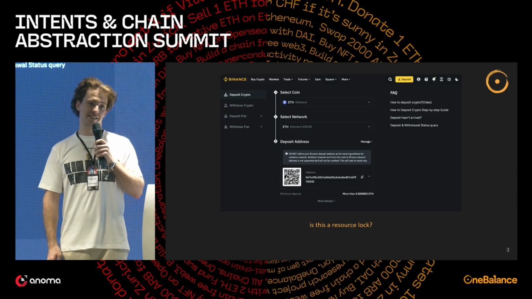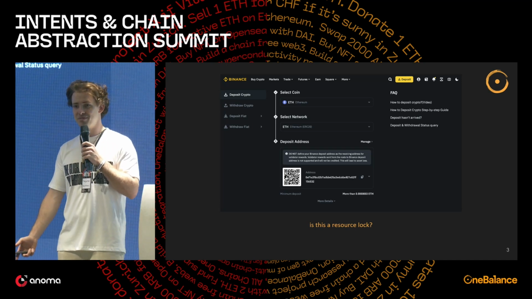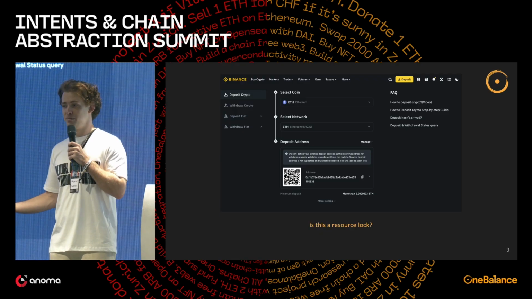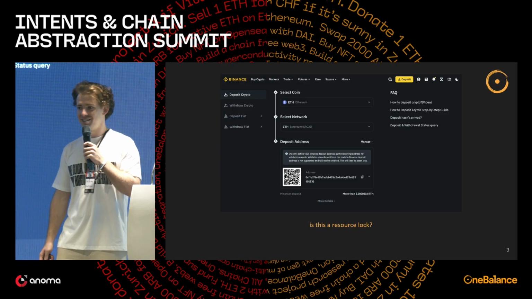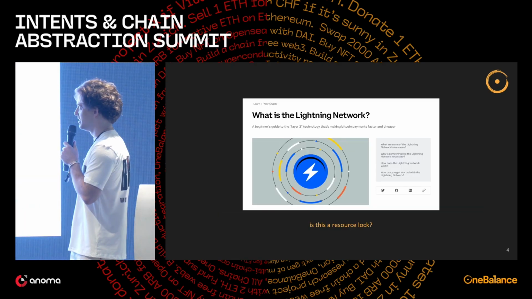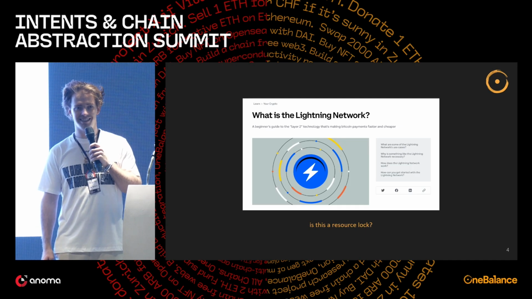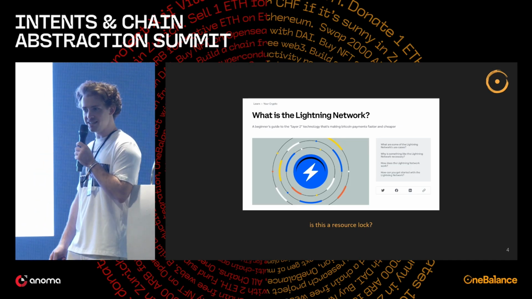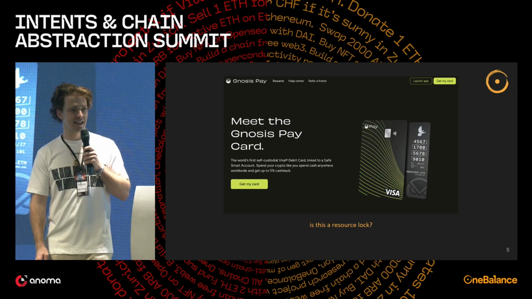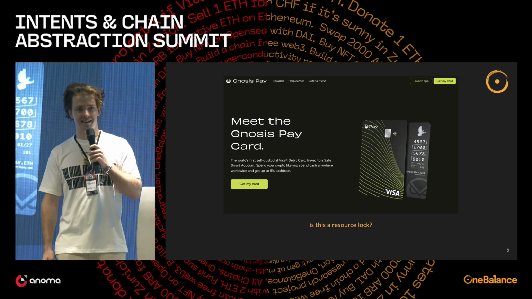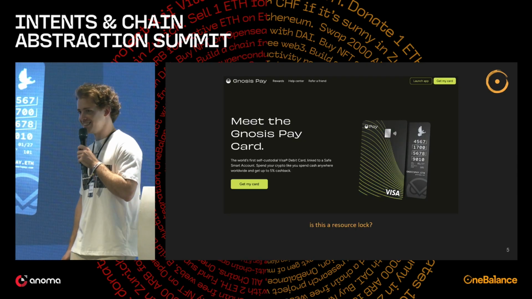And so let's just do a show of hands. We're all close here. We all know each other. We're willing to do these little pop-up quizzes. Is this a resource lock? If it is, put your hand up. Okay. Decent chunk of people that call it a resource lock. What about this? Is the Lightning Network a resource lock? Okay, a different set of people, interesting. Are Gnosis Pay payment cards resource locks? Still a lot of hands, nice.